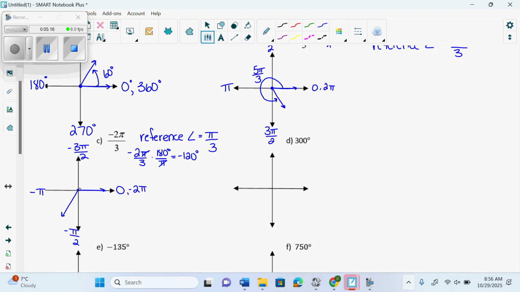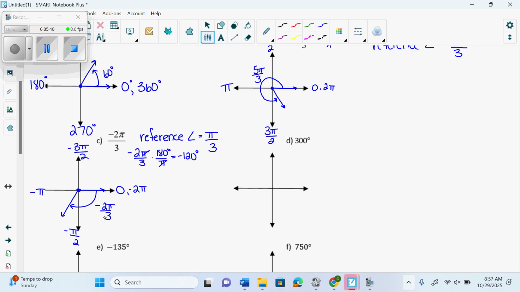Draw my initial arm, draw my terminating arm, and draw my arrow this way because it needs to be going that way, because it's clockwise because it's negative. Yeah? And then we go negative 2 pi over 3, not negative 120 degrees, because that's not what it asks. Well, I know if that's 120, it's a reference angle of 60, correct? And 60 is pi over 3, but we already have that because radians reference angles are nice.